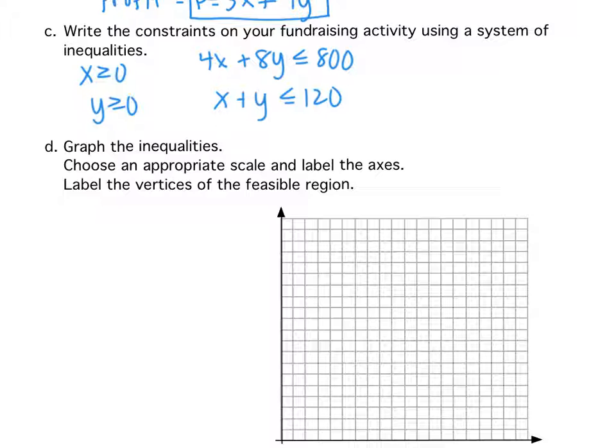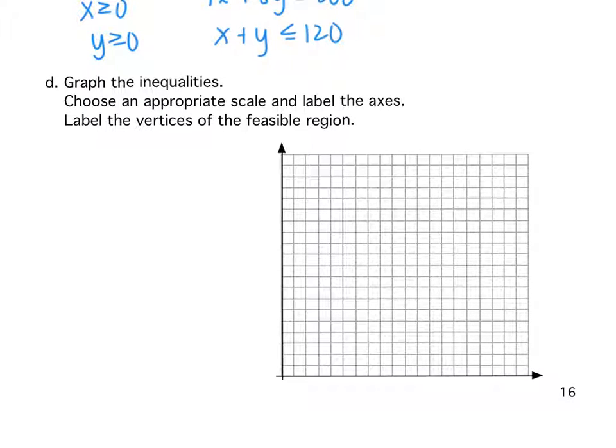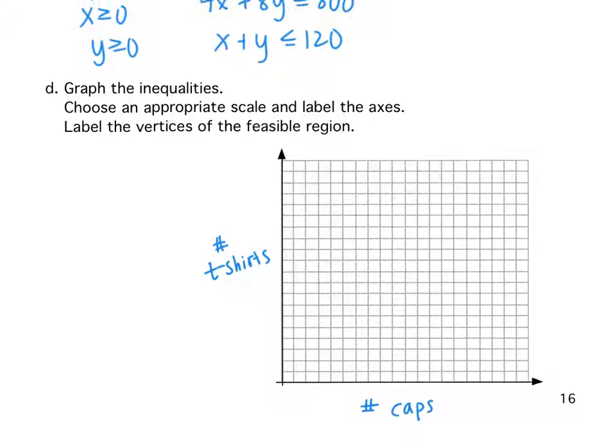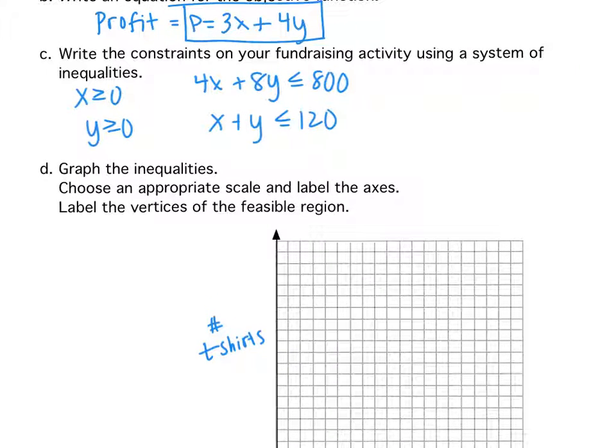Okay, we need to graph our inequalities. So it says choose an appropriate scale and label the axes, label the vertices of the feasible region. So first thing I want us to do is label both of these axes. X is the number of caps, is that right? Yes. Y is the number of t-shirts. We're going to have to figure out scaling, but we can't do that yet. How would I graph those two inequalities above?